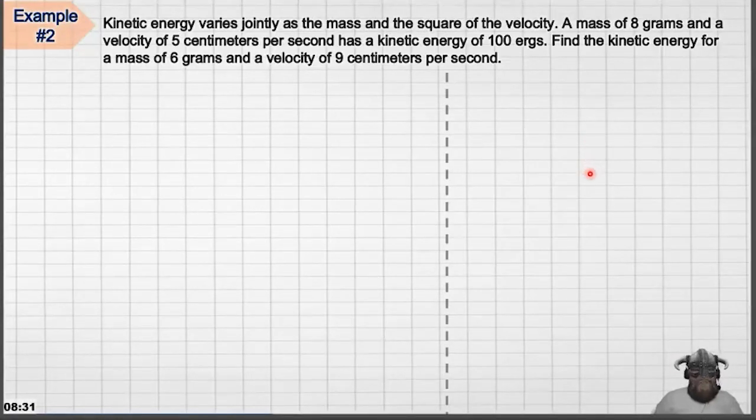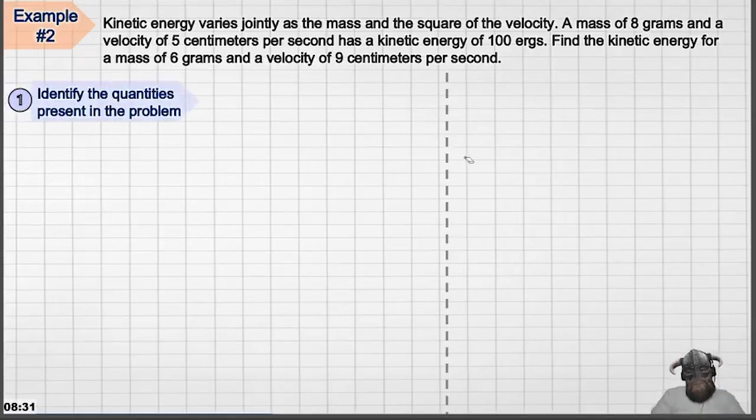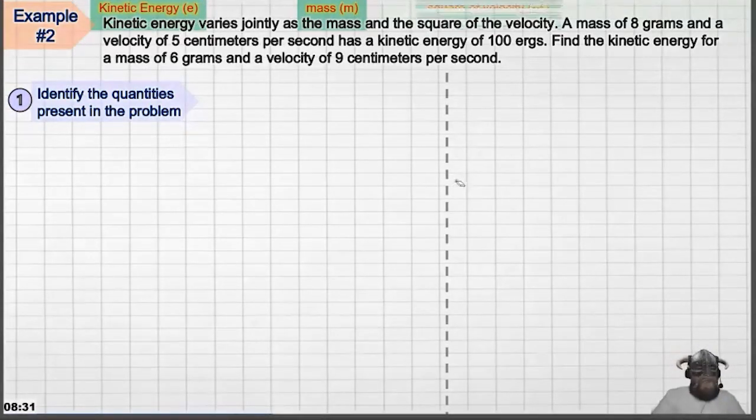So, ganun pa rin yung type. Kasi kung makikita, ganun pa rin yung gagawin natin. As you can see here, varies jointly. So, this is once again a joint variation. So, first step is for us to identify the quantities present on the problem. So, ano yung mga quantities na yon? The kinetic energy. So, we'll try to represent it as variable E or small letter E. Then, the mass, yan, represent natin siya as m, and the velocity, represent natin siya as v squared.